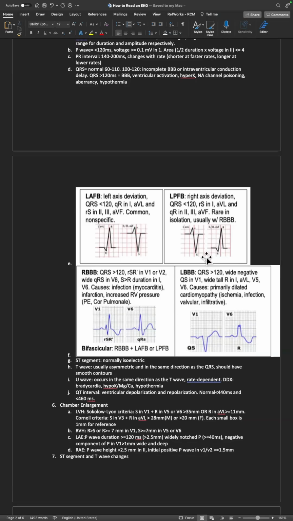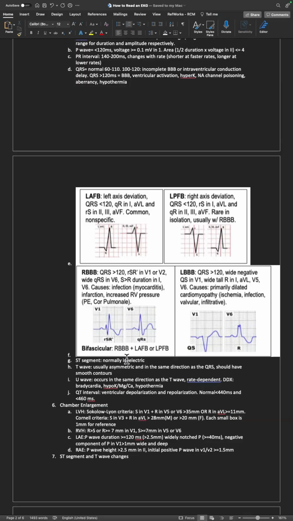Then we have a left bundle branch block in which the QRS is greater than 120 or 3 boxes. There will be a wide negative QS wave in V1 and a wide tall R wave in 1, AVL, V5, and V6. The causes are primarily dilated cardiomyopathy, either due to ischemia, infarction, infection, valvular disorders, or infiltrative disease.